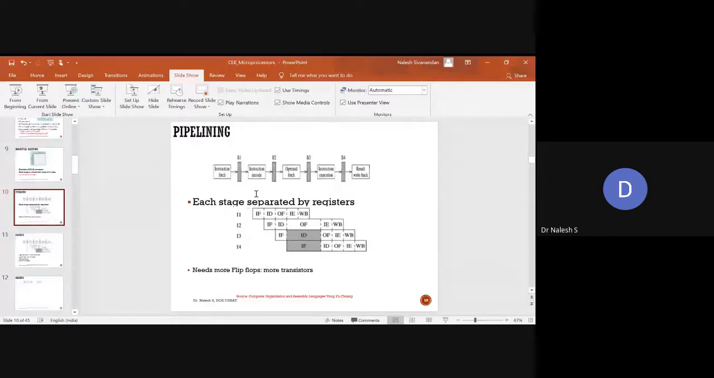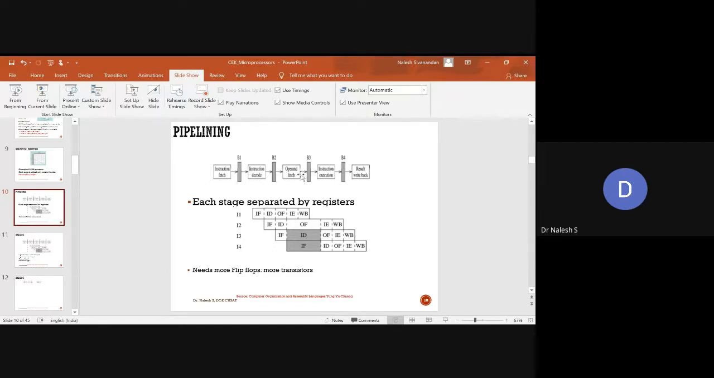And this concept of pipelining is possible because we have what is known as instruction level parallelism. Programs have instruction level parallelism whereby you can simultaneously process multiple instructions. When one instruction is in decode, you can fetch the next instruction.